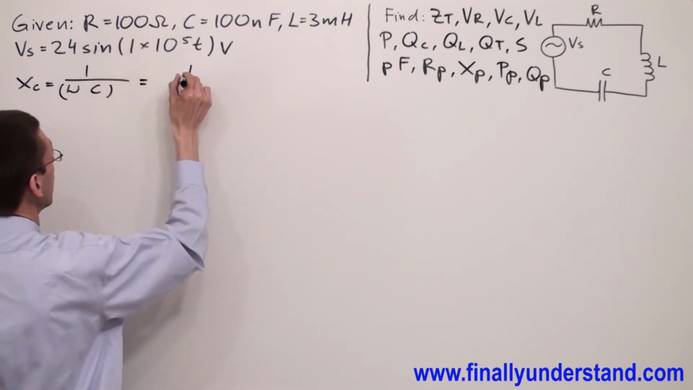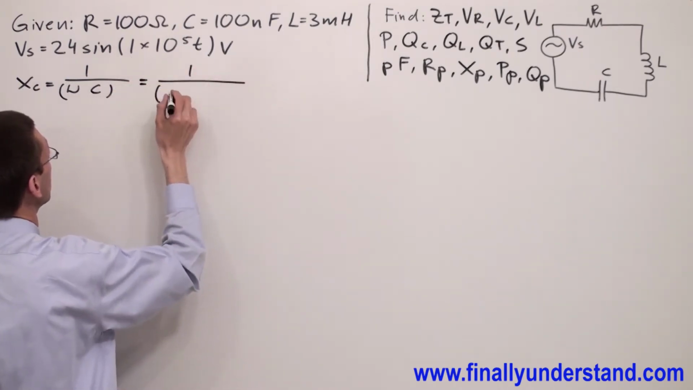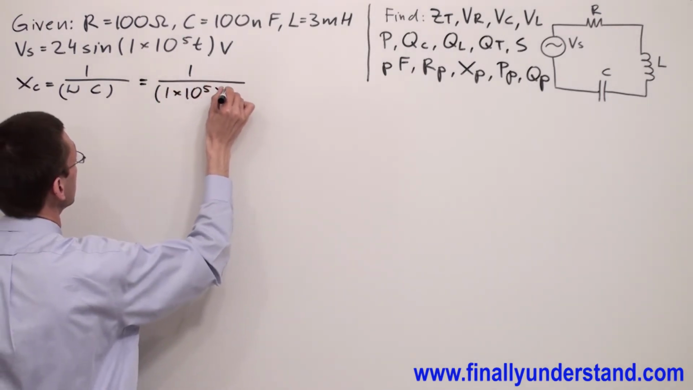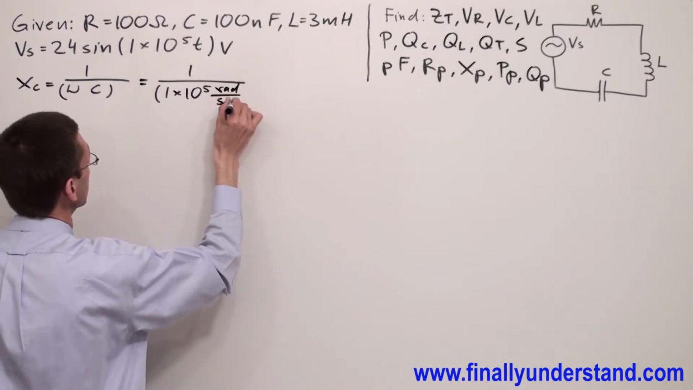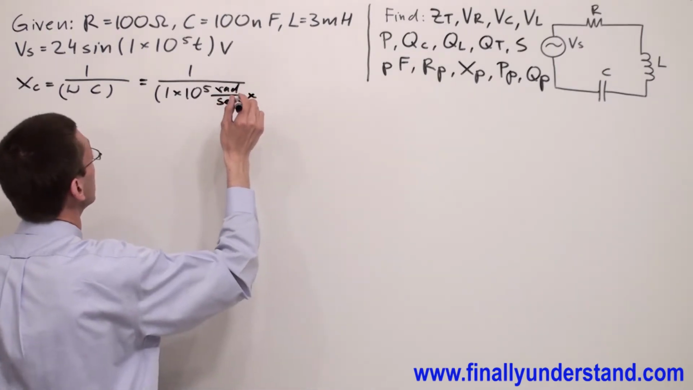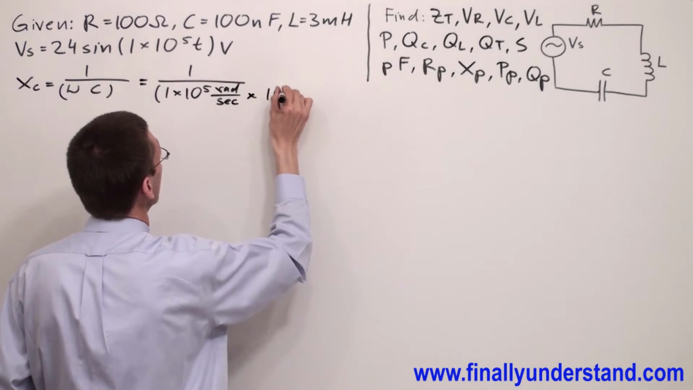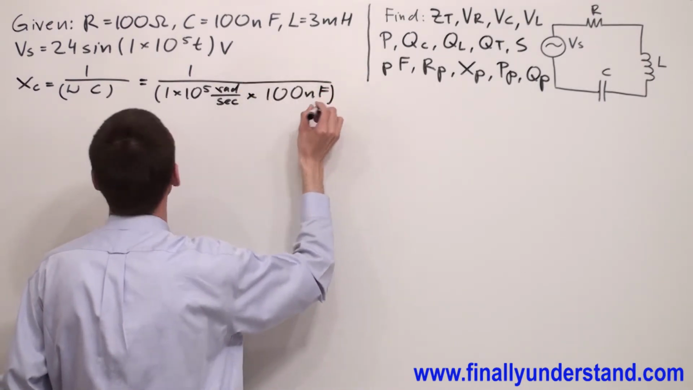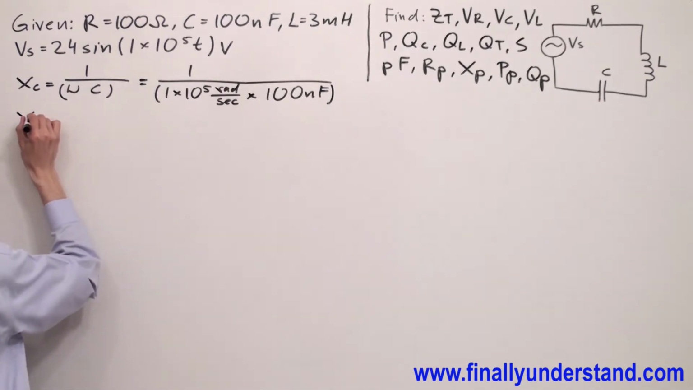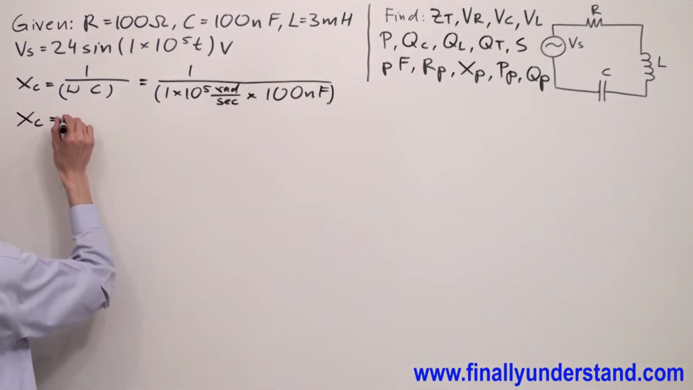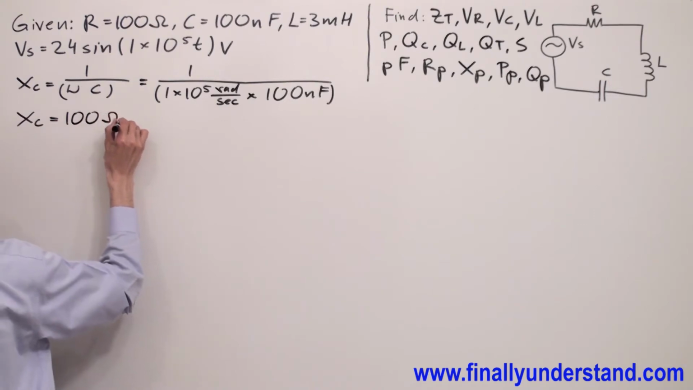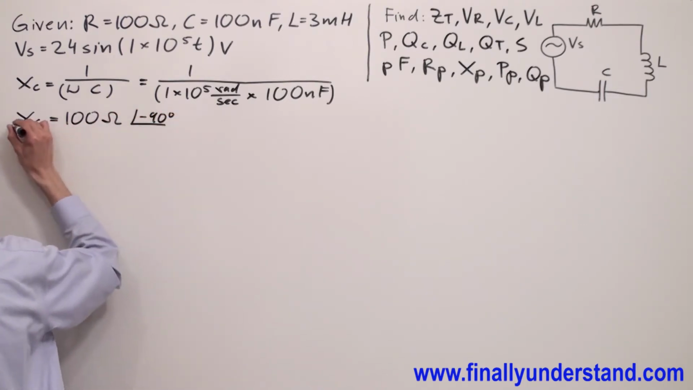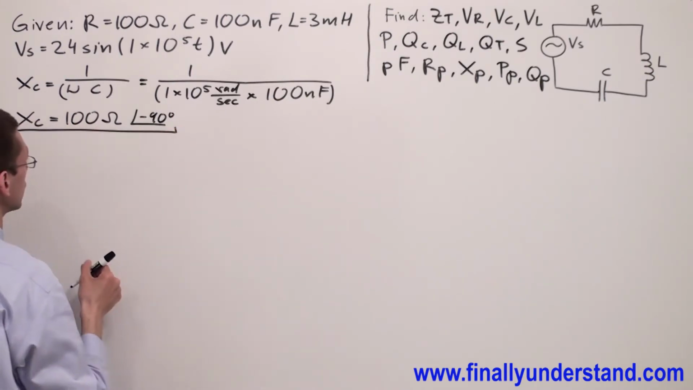And I have 1 divided by omega, 1 times 10 to the 5th radians per second, times capacitance 100 nanofarads. Close parenthesis. X of C is equal to 100 ohms and angle of negative 90 degrees. So this is my X of C.